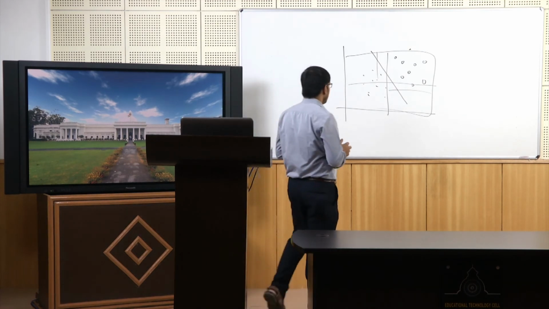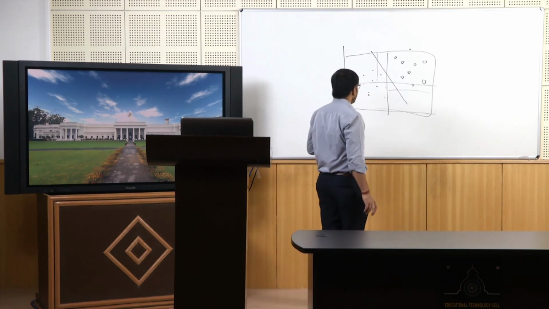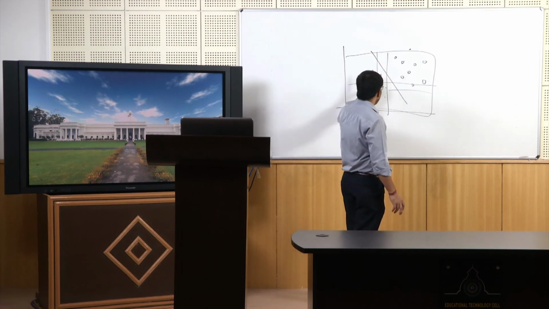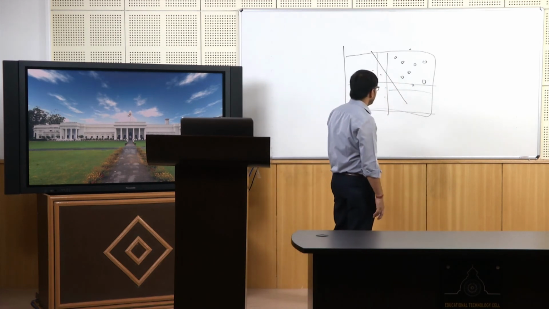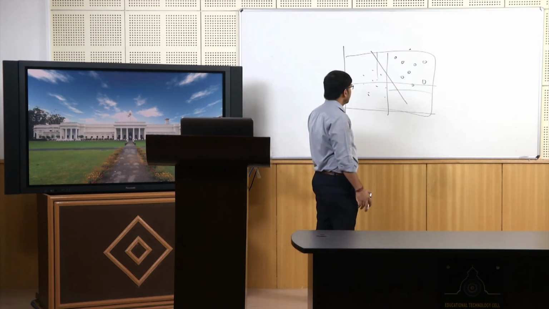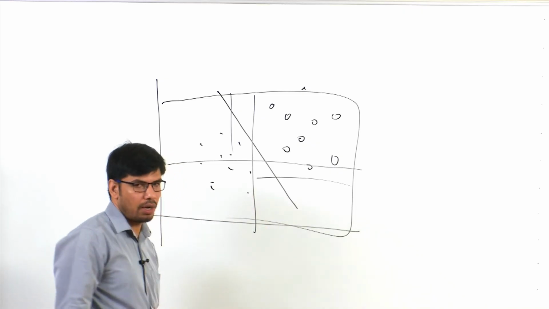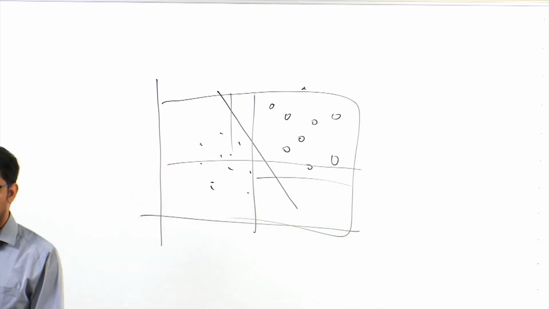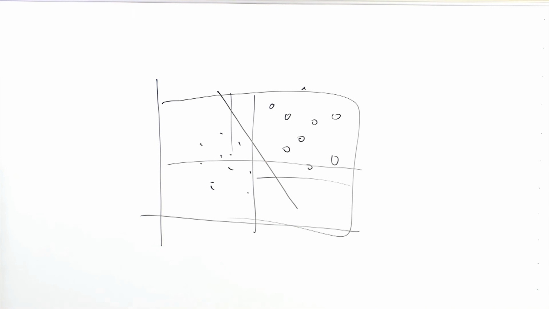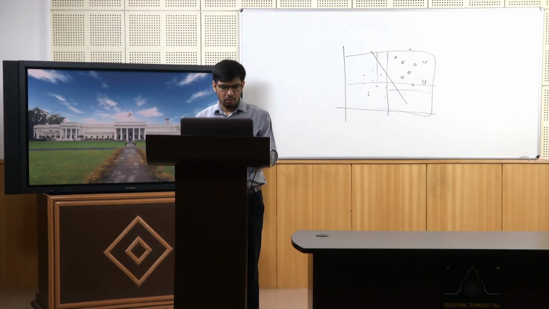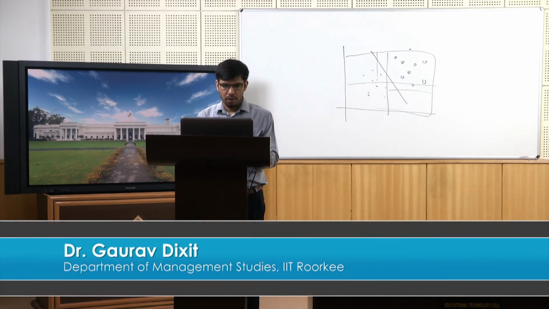So each technique has its own strength, right? You can see instead of creating so many rectangular regions as we do in CART, just one discriminant line was sufficient for this particular data set to get a good model. Let's go back to our discussion using slides.